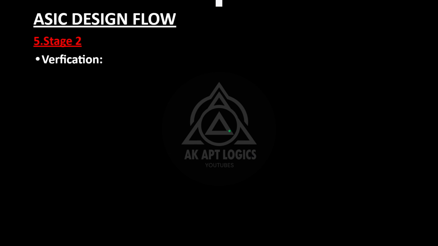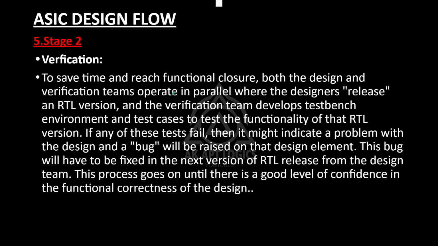After this, verification should be done. This is also a part of verification, right? Previously, to save time and reach functional closure, both the design and verification teams operate in parallel. The design team writes the code for the design, whereas the verification team writes the code for the verification, in parallel. The designers release an RTL version, which means one version of the code for the design, and the verification team develops the test bench environment and test cases to test the functionality of that RTL code.